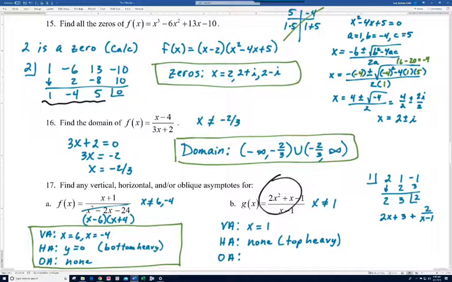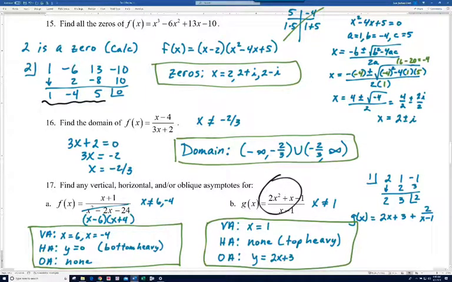So really we have another way to write g of x. We could say g of x is equal to 2x plus 3 plus 2 over x minus 1. Our asymptote comes from this part right here. It's y equals 2x plus 3. Now, just briefly, I'll try to explain why. Basically, remember that horizontal asymptotes and also oblique asymptotes mainly tell us about what's going on at the ends as x gets really big or small.